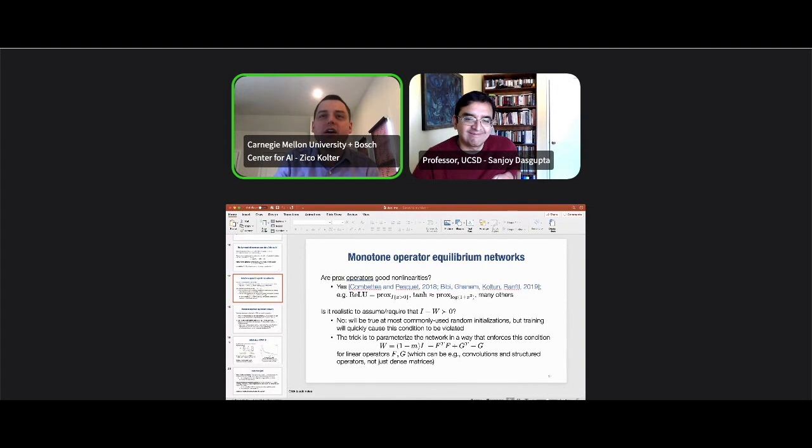And then Noah says, can solving for the fixed point be viewed as solving a monotone variational inequality? Yes, exactly. This is an operator splitting problem that is exactly a class of monotone variational inequality. So that's what finding the fixed point of these monotone DEQs is. Just different terminologies for the same thing.